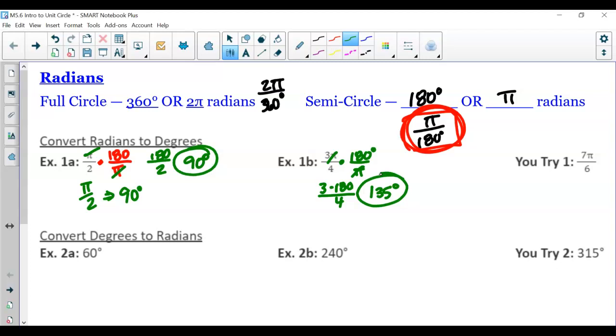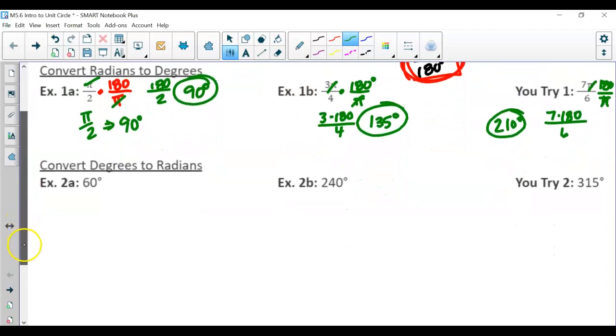And here we go. So again, you're converting, so we're going to have 180 over pi for pi to cancel out. So that's just 7 times 180 over 6, and you're left with 210 degrees. That's 7 pi over 6.